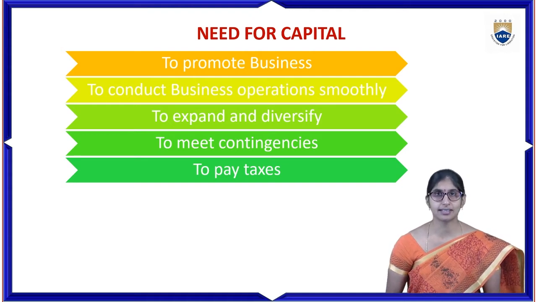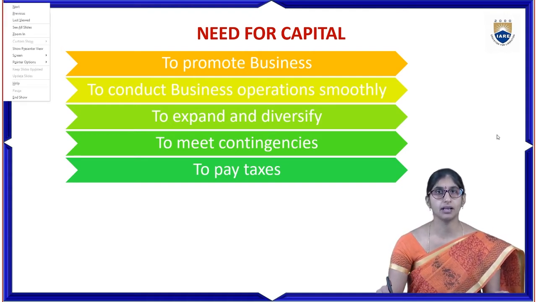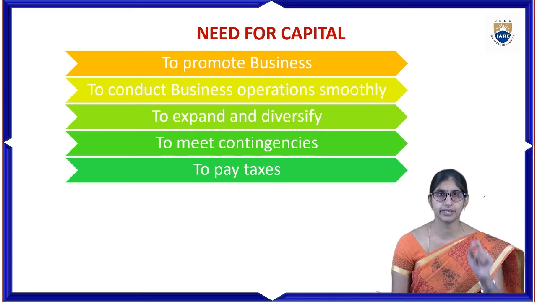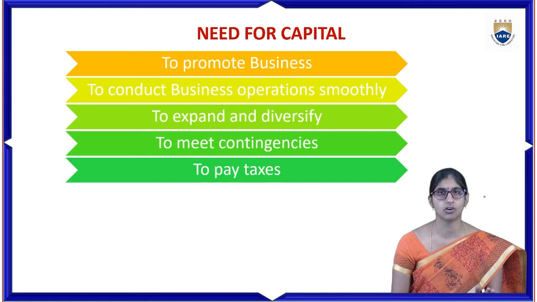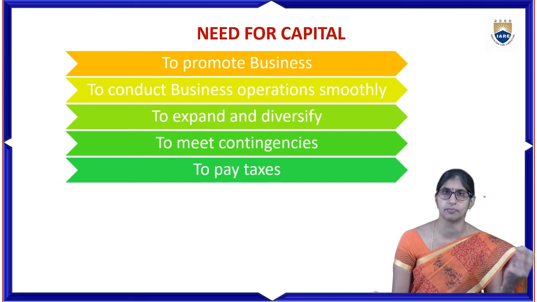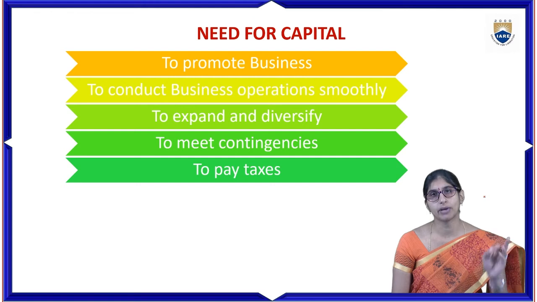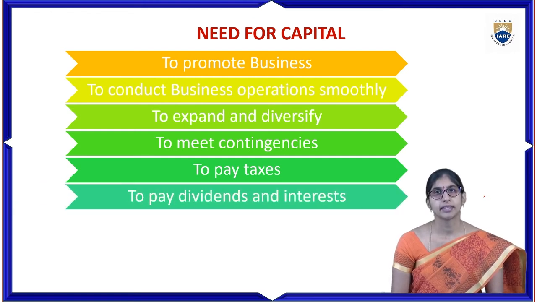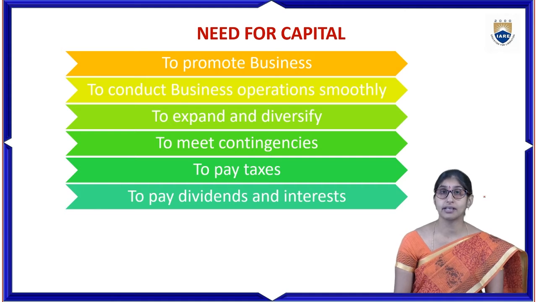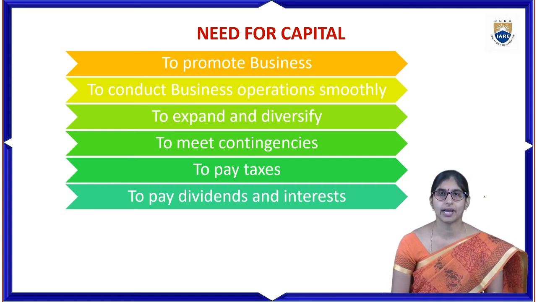And to pay taxes, one must pay tax also. Any business that is conducting business operations, whether it may be buying or selling, or production, or a technological business, any kind of business has to pay taxes. So to pay tax also, one requires capital. And to pay the dividends and the interest to the investors also, we require capital.